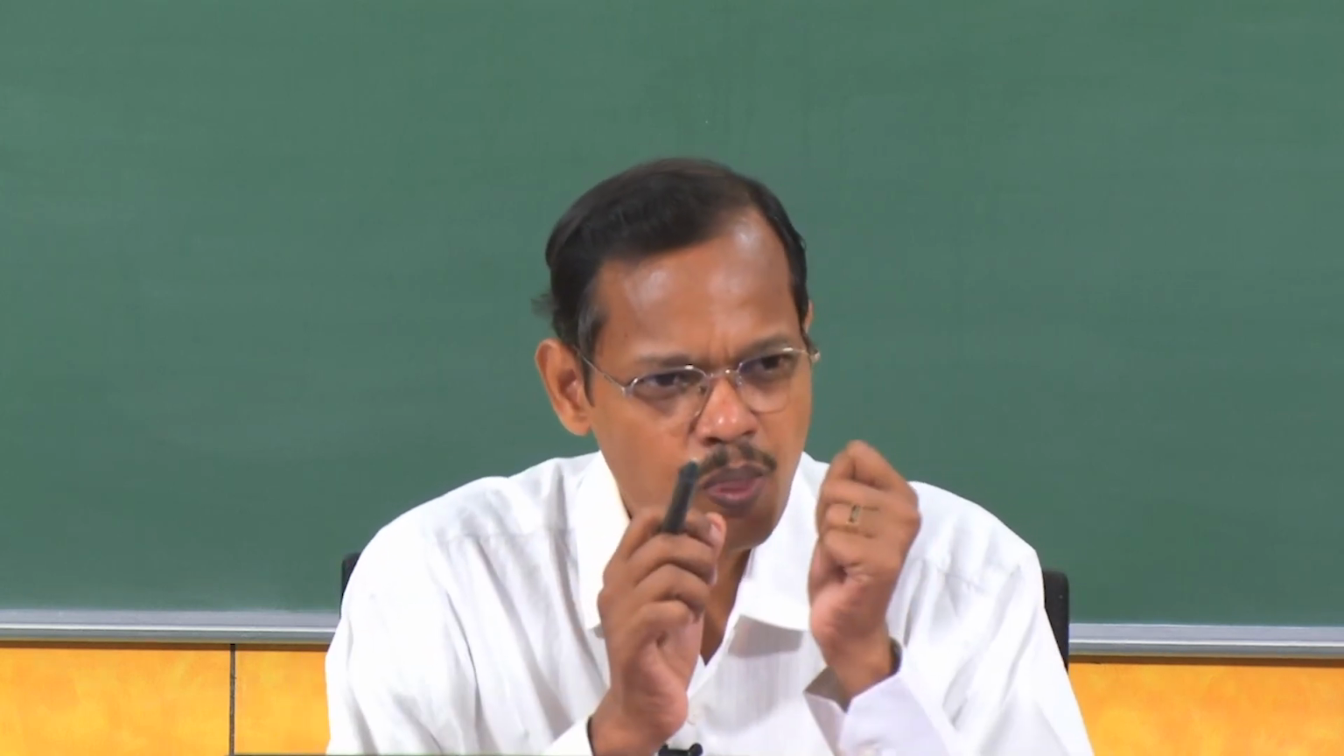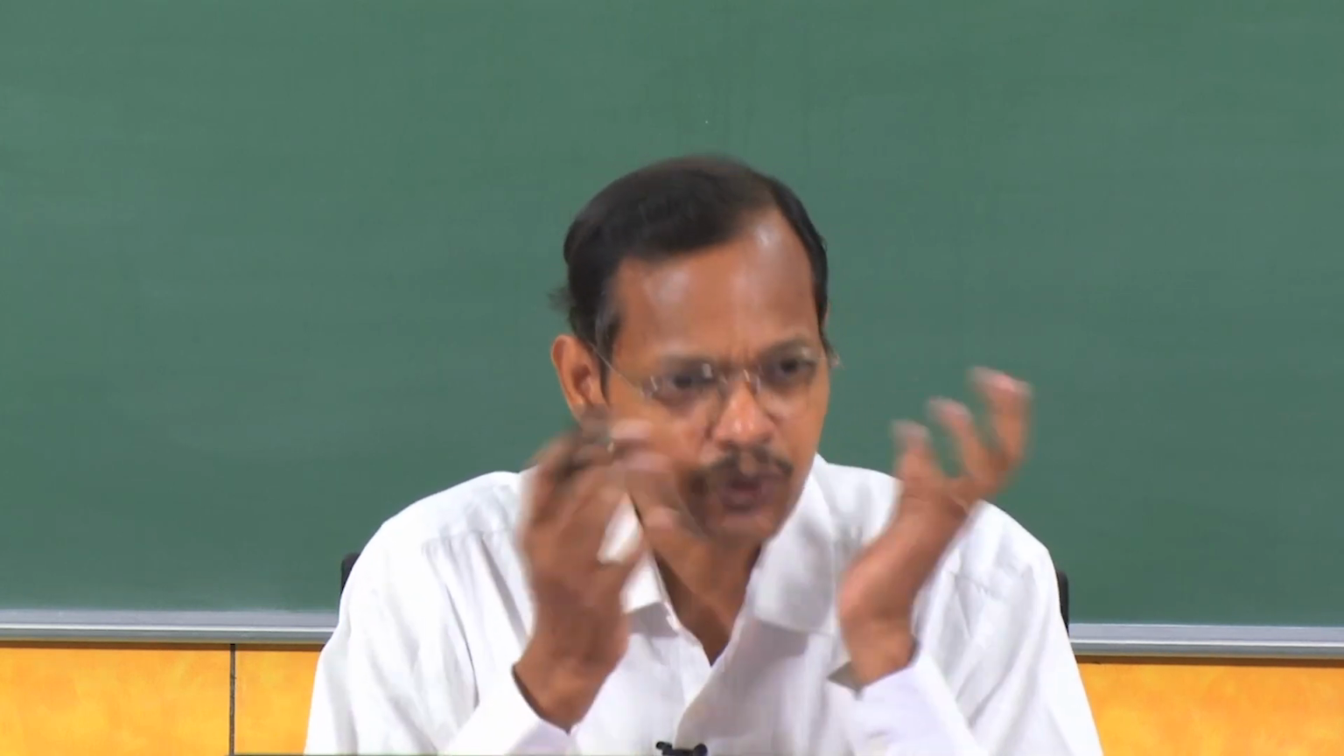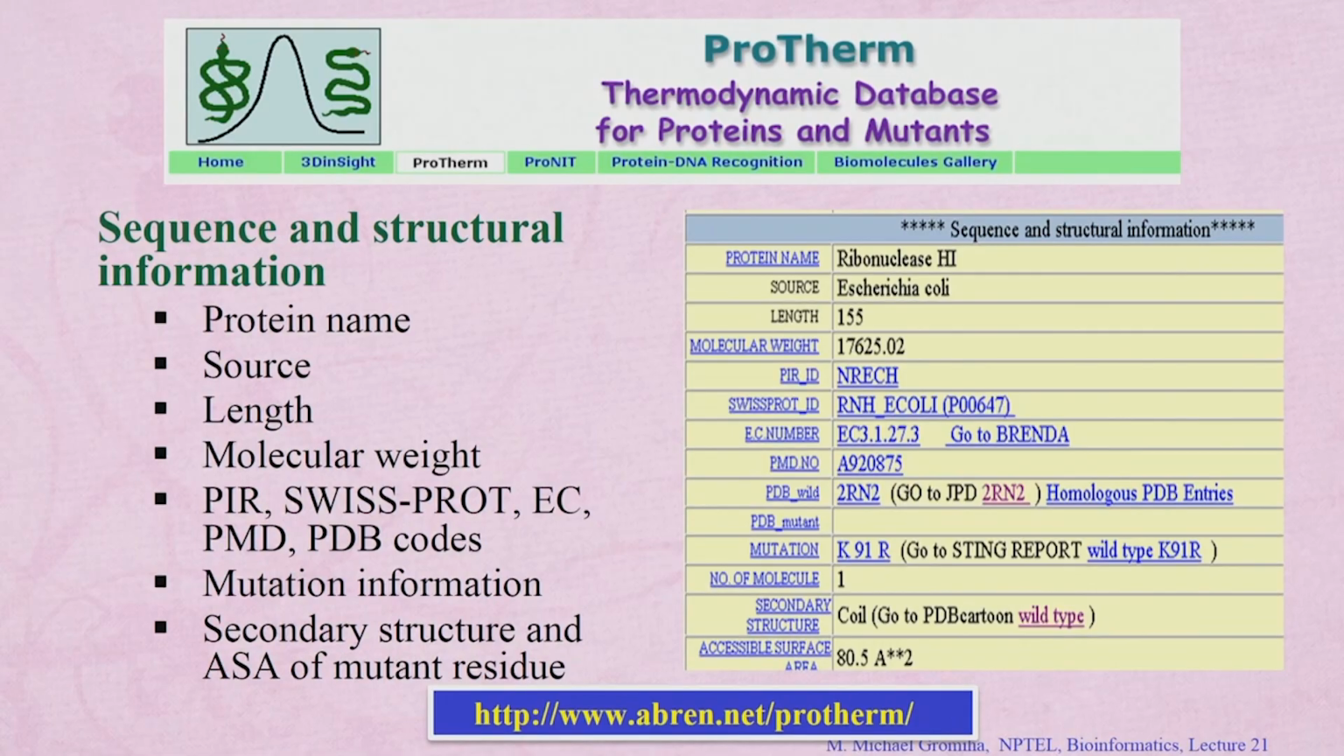So, first we give sequence and structure information. For example, if you have the data, first we need to see which protein. In this case we give the protein name, like ribonuclease HI, obtained from E. coli, because the source is also important. Sometimes we take T4 lysozyme, and lysozyme can also be from chicken or human, and then the sequences are different. So, it is very important to provide the source information. We give the name and the source.